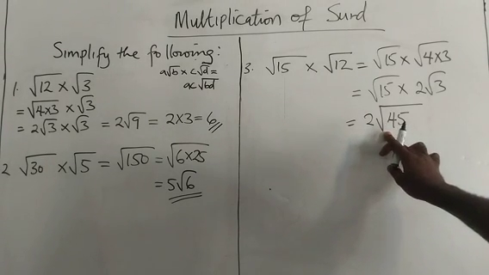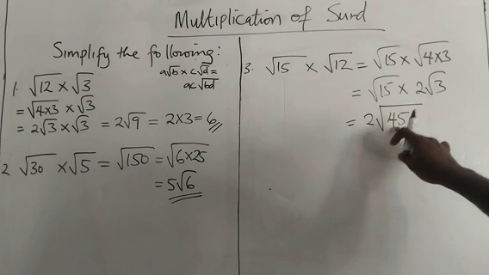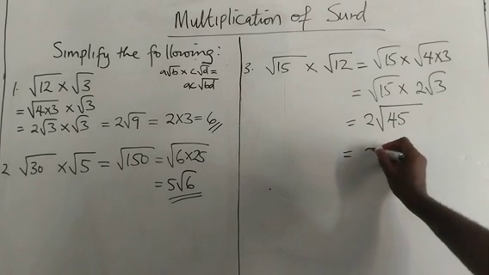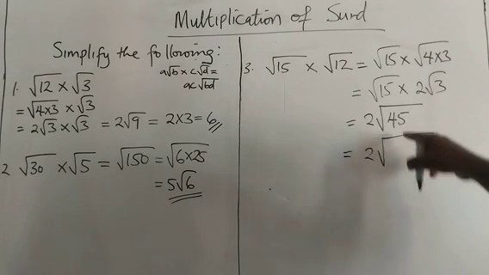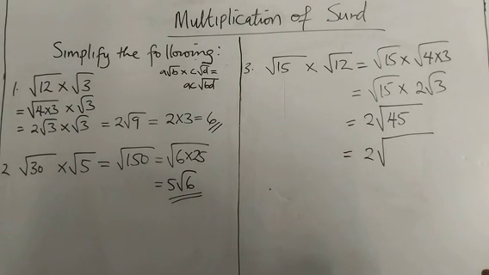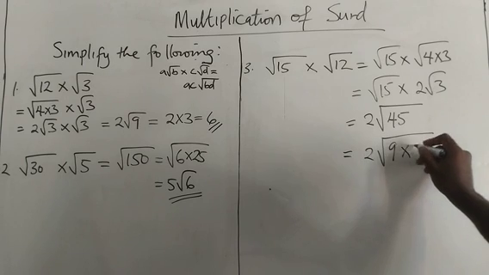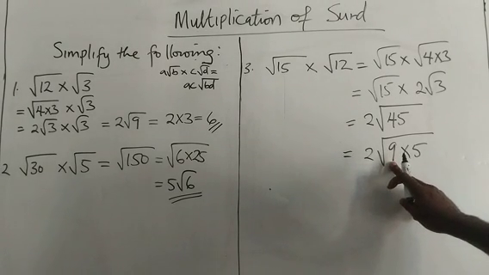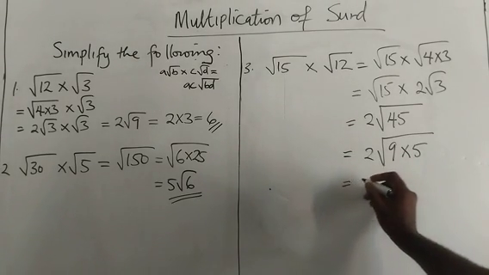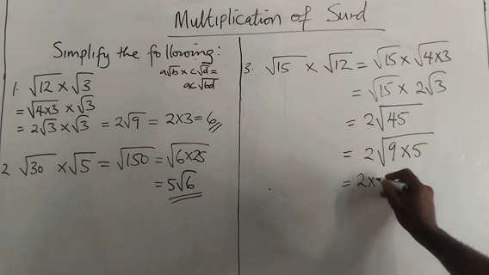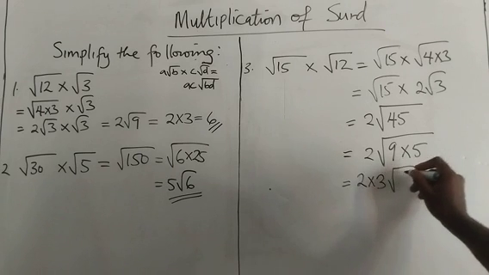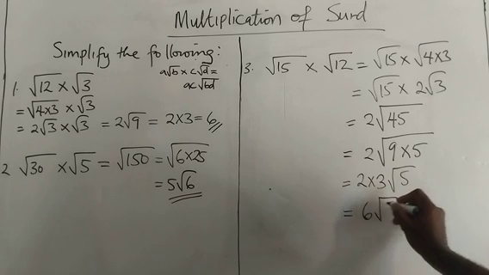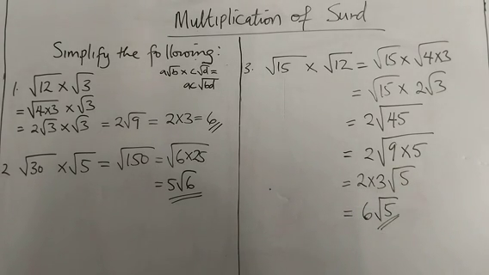This cannot be our final answer because 45 is big. We can still simplify 45. Choosing the right combination for 45, we'll have 9 times 5. 9 is a perfect square. It comes out as 2 times 3 root 5. And finally, we have 6 root 5 as our final answer.